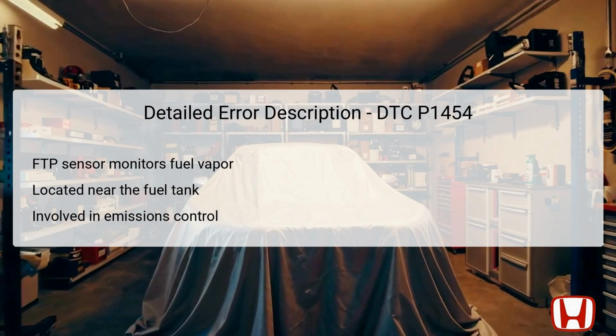Another related code, P2422, signals an issue with the EVAP canister vent shut valve, which operates to control the release of fuel vapors. Understanding these components' functions provides insight into the troubleshooting process necessary for resolving the related DTCs.